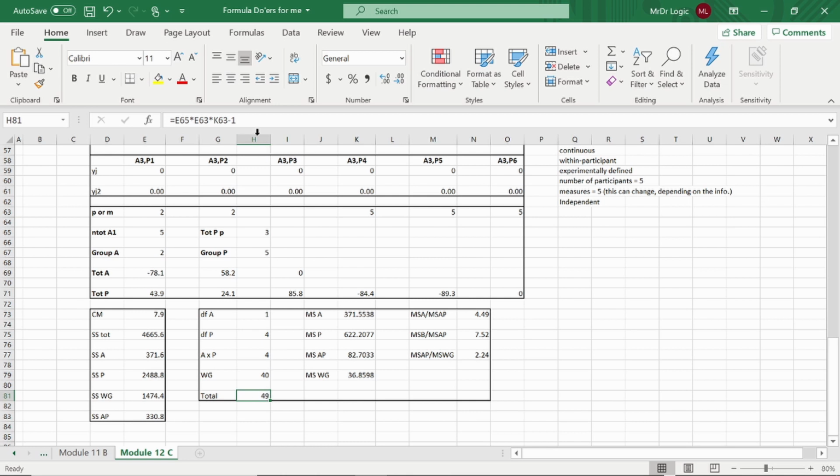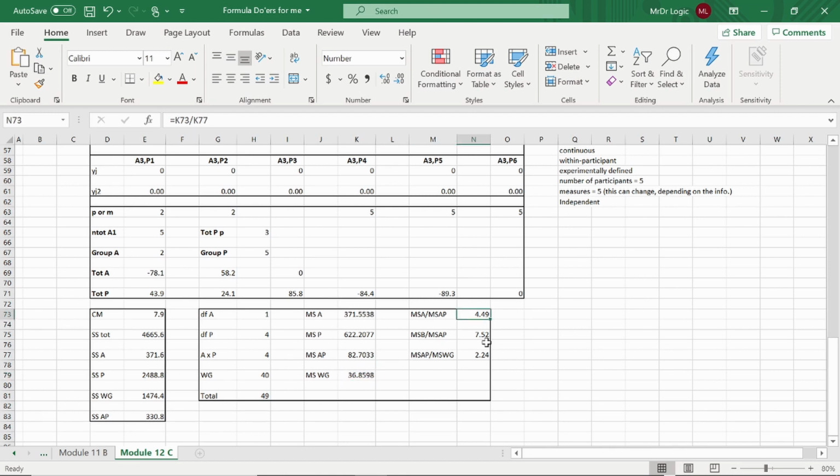The total obviously is just this times this times this, minus 1. So 5 times 5 times 2, that's 50, minus 1, that's 49. You can see it right here. Heavy importance on the M, don't forget that.